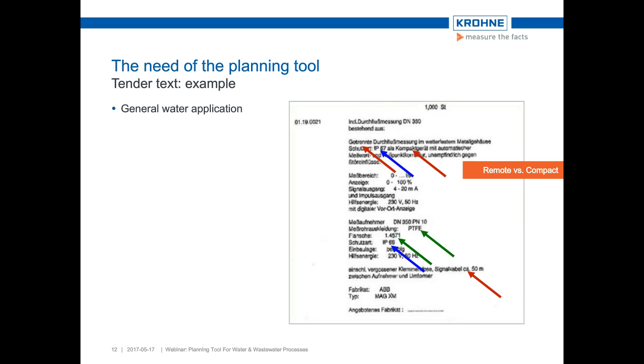The blue colored arrows, for example, show a conflicting situation again. Above is mentioned IP67, and here we can see IP68. So again, unclear. And the green arrows should demonstrate that the text is maybe too ambitious for a standard water application. The project was a normal water pipeline, and here we don't need a PTFE liner or even a stainless steel flange. As a result of this, we cannot give an application-fitting low-priced offer, and therefore we created this online planning tool with which you can easily create vendor-neutral text for each of your projects.